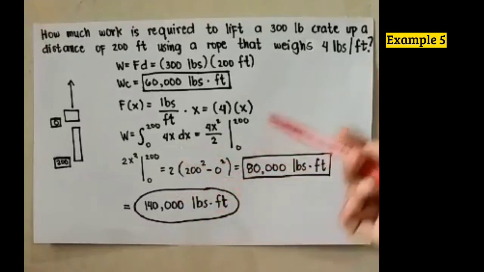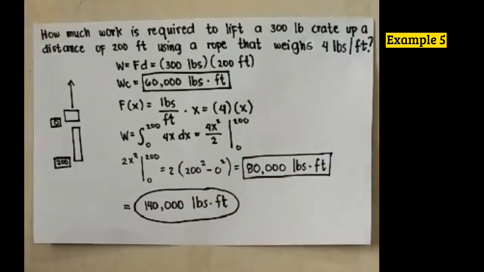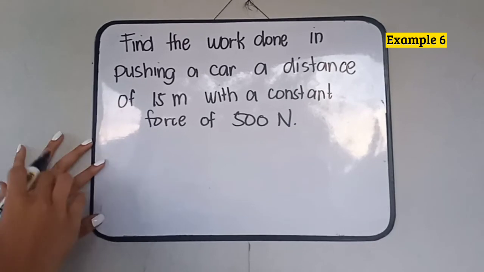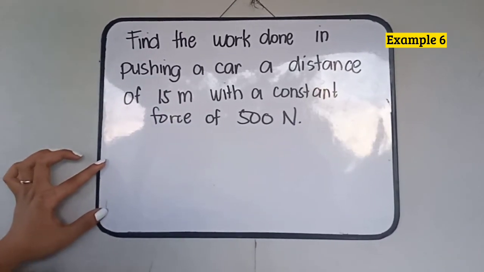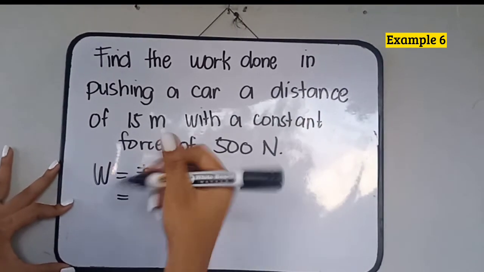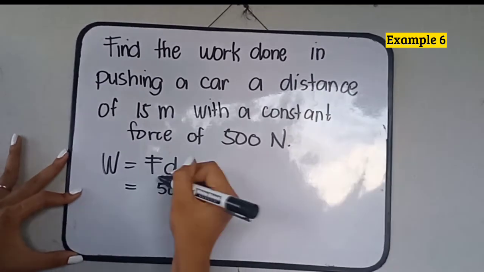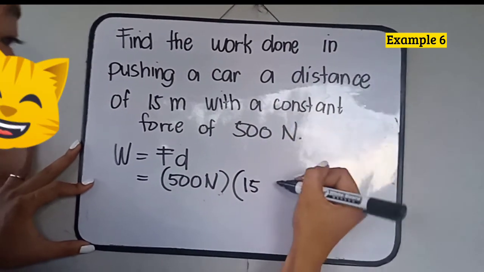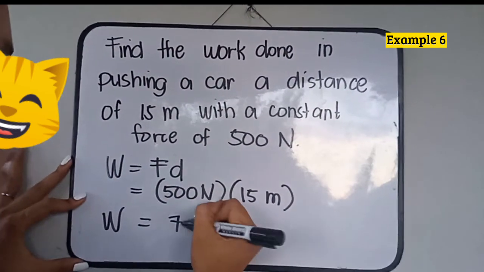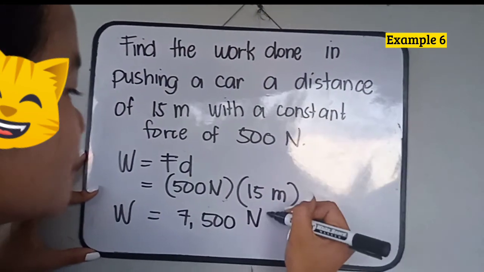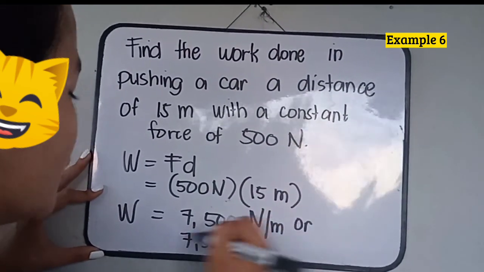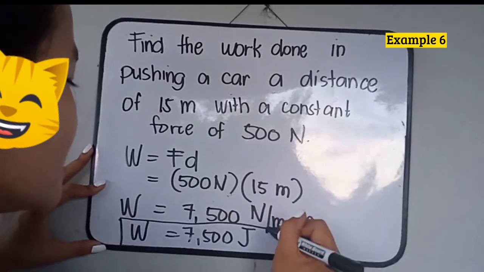You just need to calculate the work required for each item separately and then add it up. Find the work done in pushing a car a distance of 15 meters with a constant force of 500 Newtons. The formula is work equals force times distance. So substitute force 500 Newtons times the distance of 15 meters. 500 times 15 equals 7,500 Newton meters or 7,500 joules. So this is our final answer.